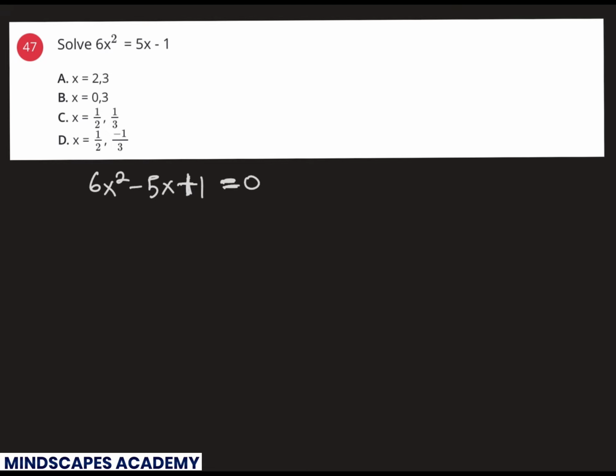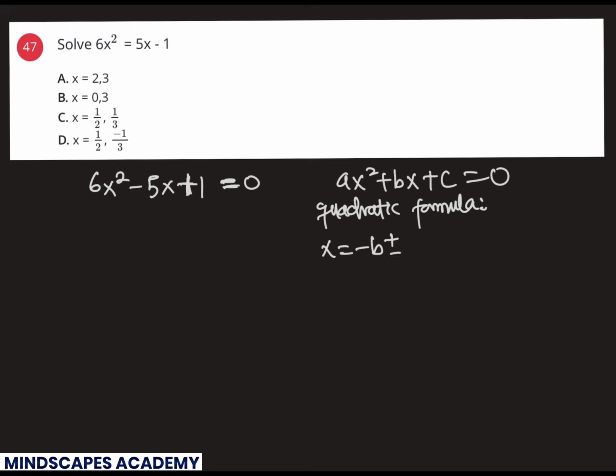Now this is the general form for a quadratic equation: ax squared plus bx plus c equals 0. Then you know that we have different ways, so you can use the quadratic formula. So that is x equals negative b plus or minus the square root of b squared minus 4ac, over 2a. You can always use that.